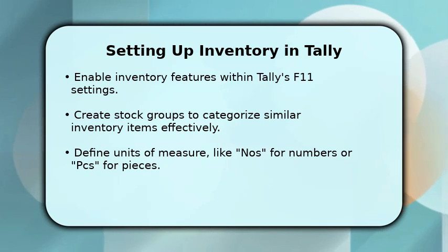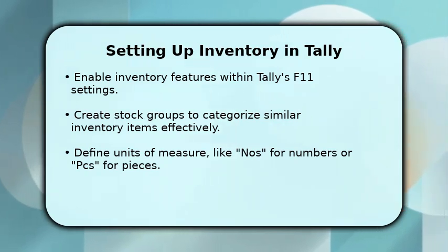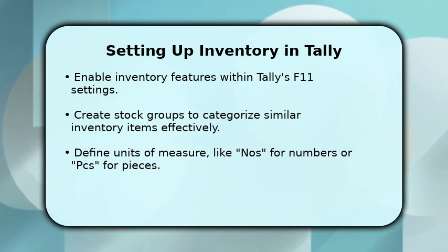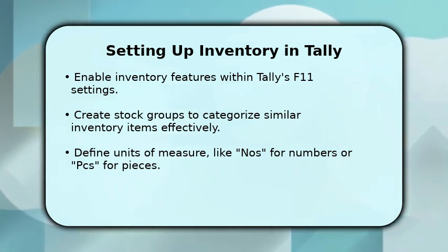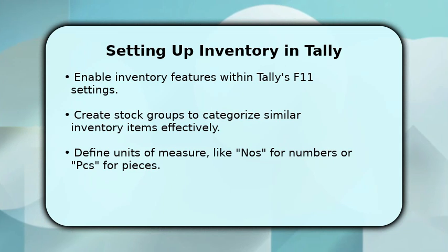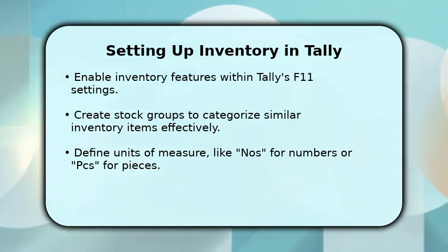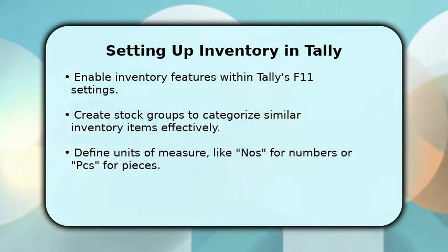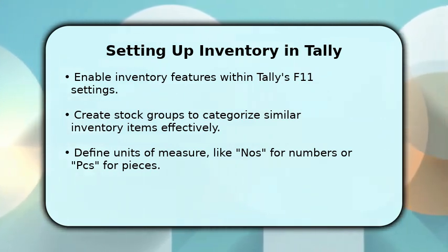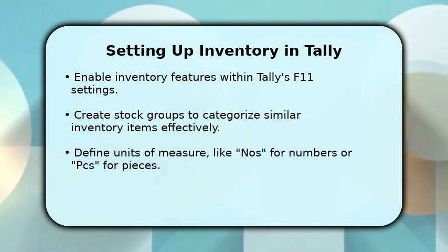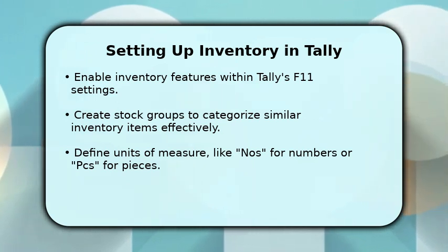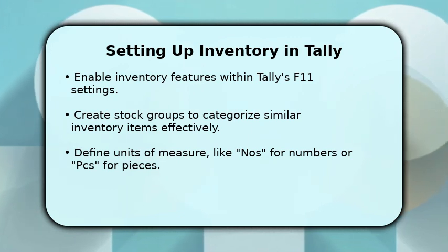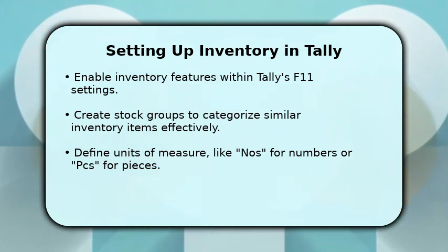To begin managing inventory in Tally, first enable the inventory features within the F11 settings. Next, you will create stock groups to organize similar items, such as electronics or clothing. You also need to define units of measure, like NOS for numbers or PCS for pieces, to accurately quantify your stock. Finally, set up godowns or locations to manage inventory across different physical storage areas, ensuring comprehensive stock control.